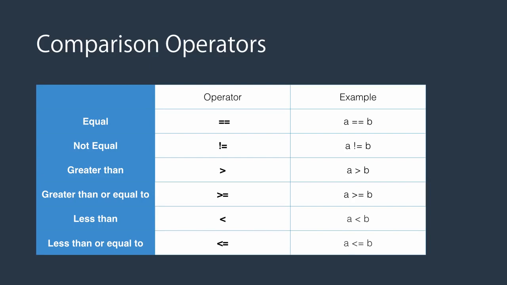Okay, next, comparison operators. So we've got equal, which is indicated by double equal sign, not equal, greater than, greater than or equal to, less than, and less than or equal to. Now, what I want you to pay attention to in this list is that the testing for equality is accomplished by double equal sign. And that's different from a single equal, which is the assignment operator.